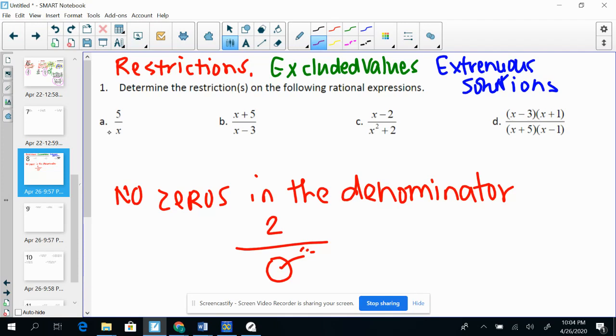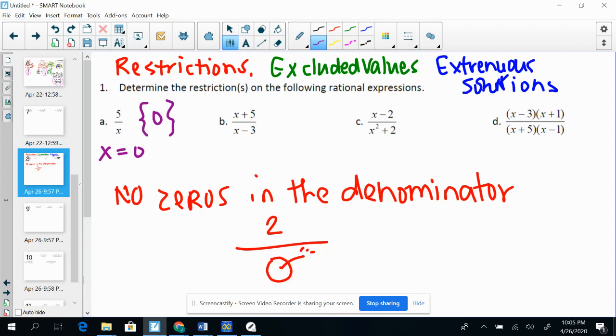So if we're looking at our first one, what number? Mathematically, you would set this equal to 0. So what can x not equal? In this case, your restriction or excluded value or extraneous solution would be 0. Any value can be x. So I could have 5 over 1, 5 over 2, 5 over negative 1, 5 over negative 457. But as soon as you use an x value of 0, this fraction and this rational expression is done.